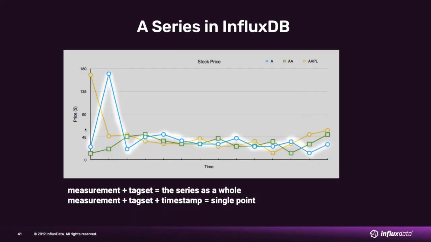When we're looking at the series as a whole, we're looking at the measurement and all the tag sets. That's the series as a whole. When we look at a single point, a measurement, a tag set, and a timestamp, that's the single point we're looking at. And all of the single points make up the time series as a whole.